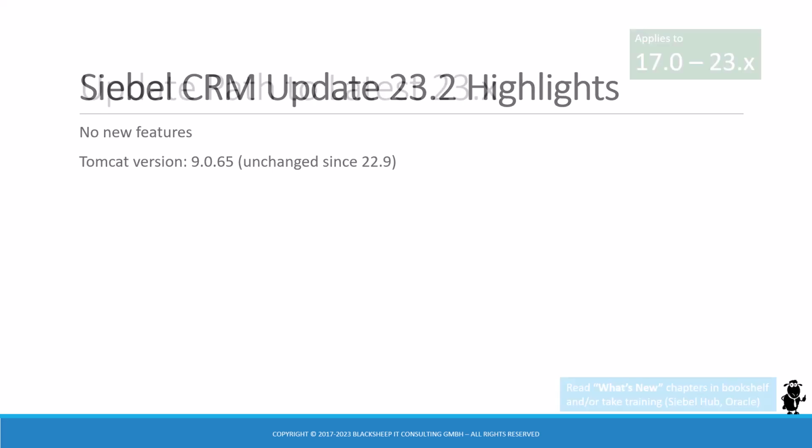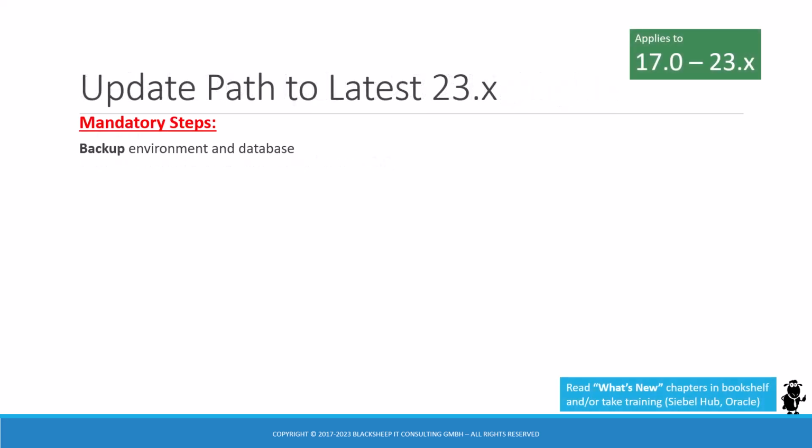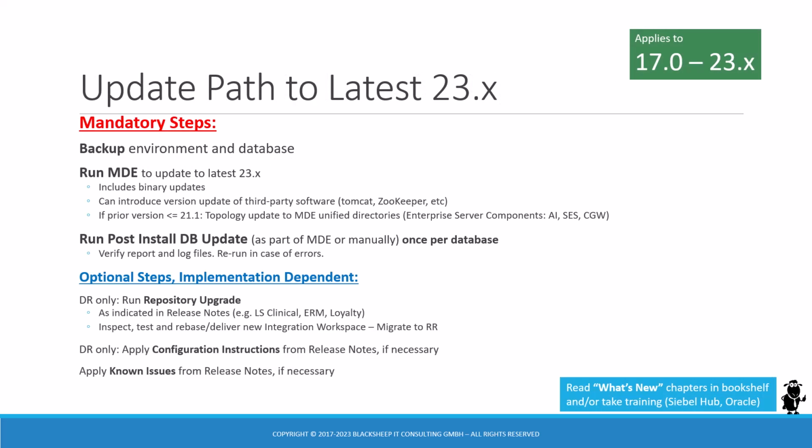22.9. So the update path is the same as ever for any other Siebel update, so that hasn't changed as well. And still 23.2 is a viable candidate for installing or updating to. If you are on IP17 or higher, you are eligible to update to this package. And of course it will include all the innovation by Oracle since the 20.3 release, where the post-install database update and the repository upgrade were first released.